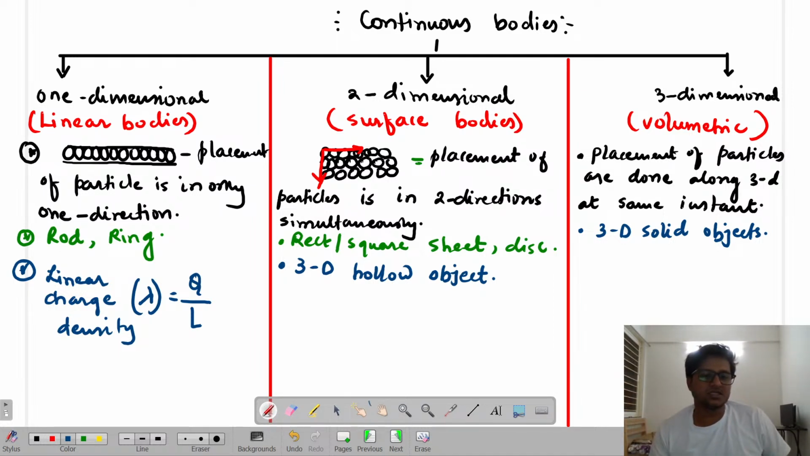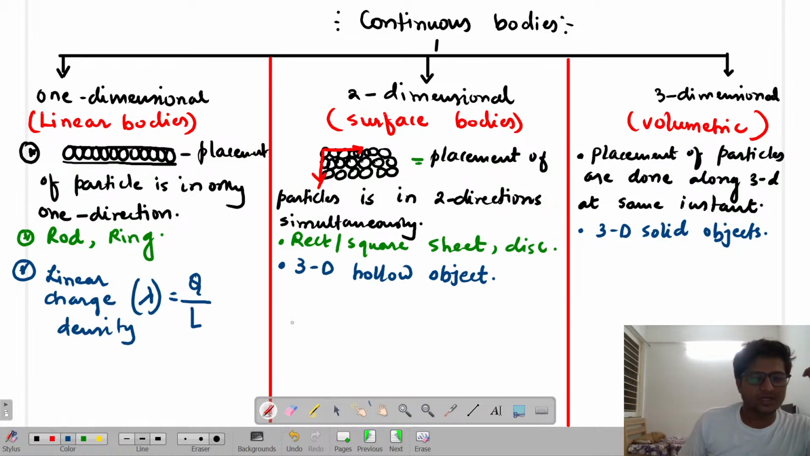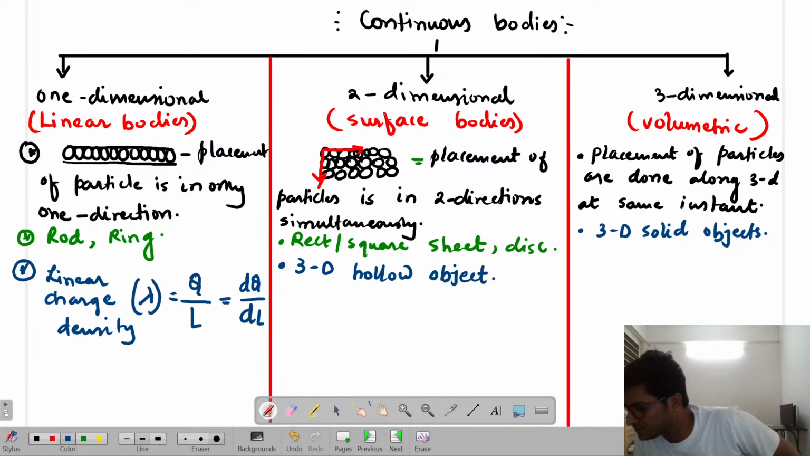So linear charge density is equal to total charge by length. Now, for a straight rod, I can have a very small charge also, or not. So density should not change. So it should also be equal to dq by dl. Got it or not? A small charge by a small length.